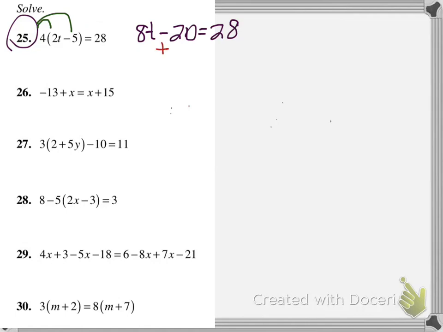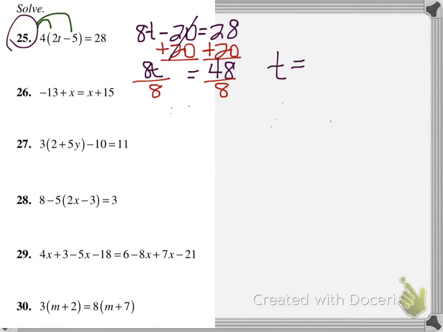Now I can start solving because my parentheses are gone. As long as the parentheses are in there, you're not going to be able to solve. So you're going to have to simplify and get rid of those. So 8t, 28 plus 20 is 48. And one last step. And so t equals 6.